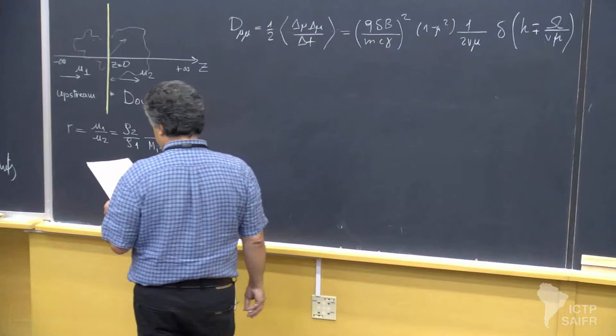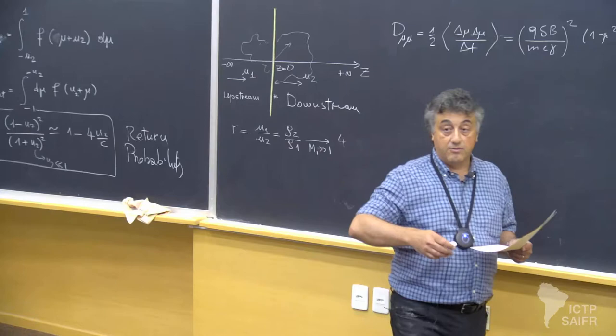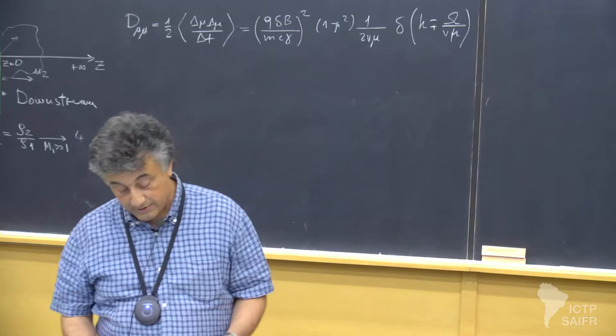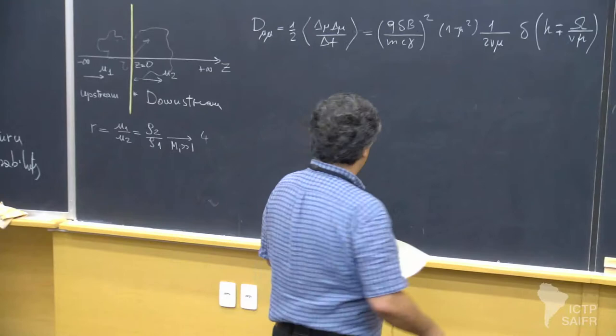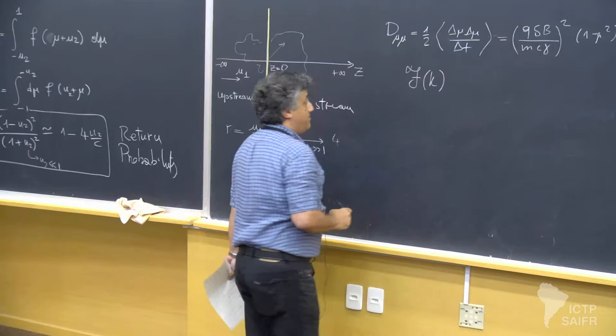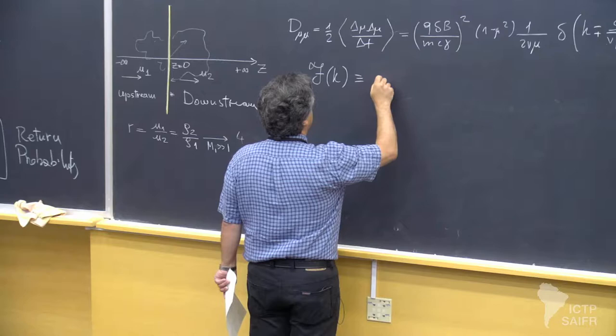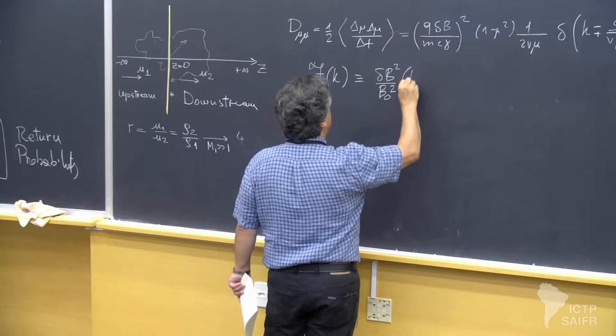Also, he told you that in general, in the interstellar medium or in any environment, you don't have power only on one scale. You have a power spectrum, as we call it, right? And if you have a power spectrum, let's call it F of k. This F of k, let's define it as the delta B squared over B0 squared at the wave number k, okay?